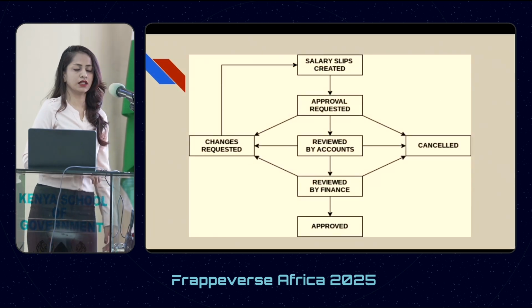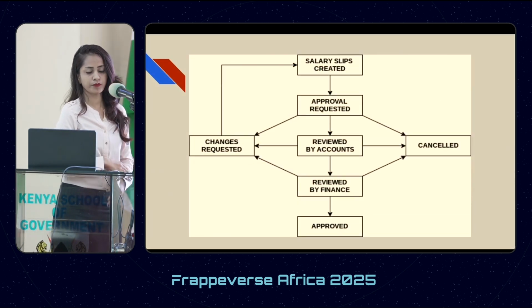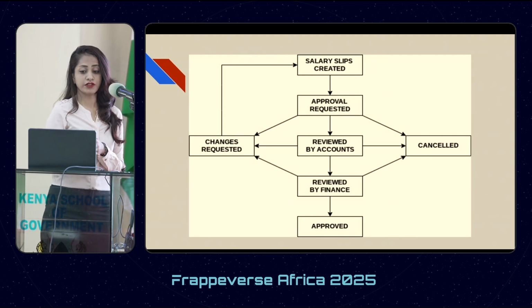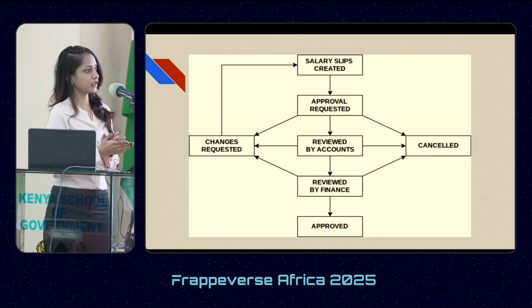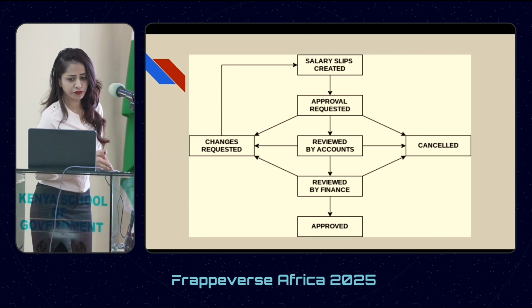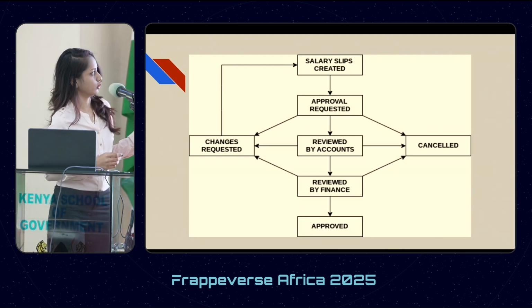So let's take an example of an organization where the HR creates the salary slip, the accountant reviews the salary slips, and then finally the finance rejects or approves the salary slips. So the flow on the screen is the one which will be followed.